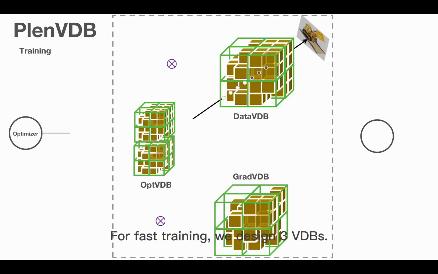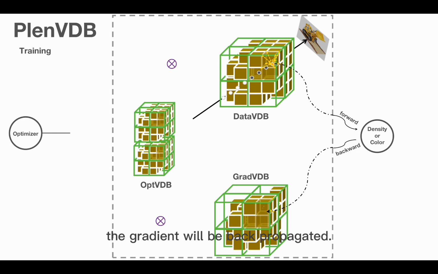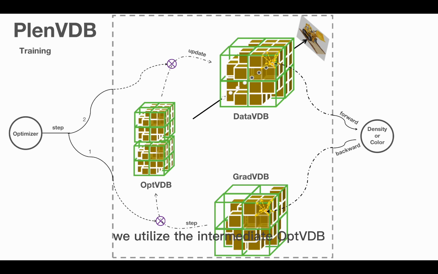For fast training, we designed 3 VDBs. Given a coordinate, we perform trilinear interpolation to query the value in the data VDB. Then, calculated by volume rendering and the loss function, the gradient will be backpropagated. We accumulate the gradient into the grad VDB. When the optimizer calls the step function, we utilize the intermediate opt VDB to update the data VDB. Finally, we only use the data VDB for fast rendering.